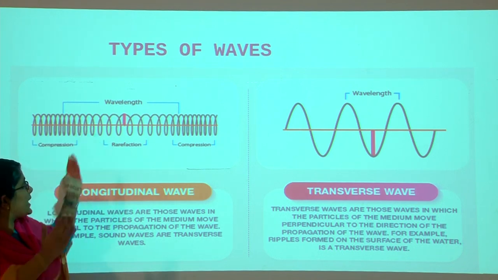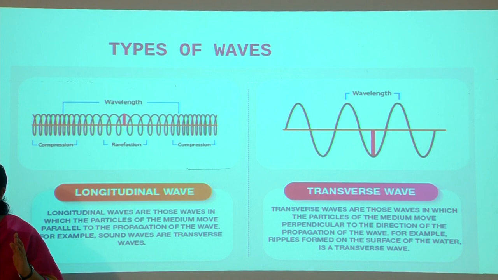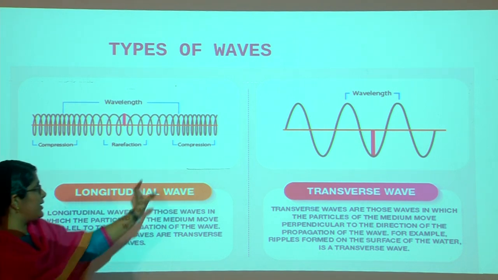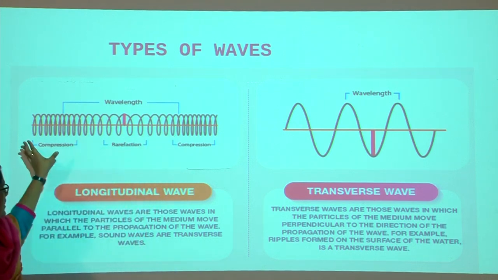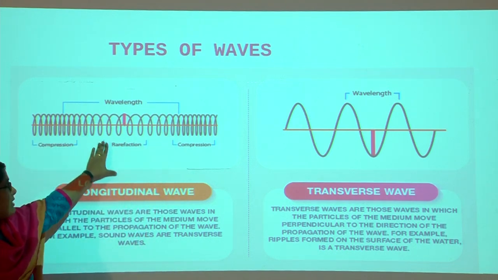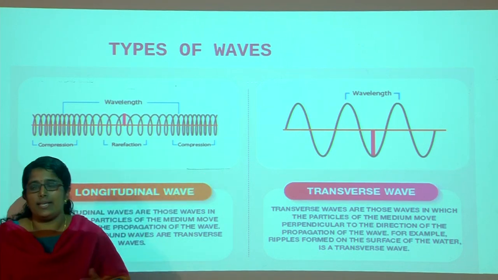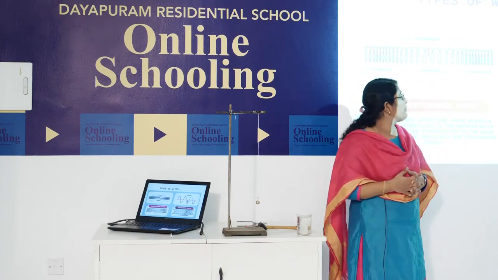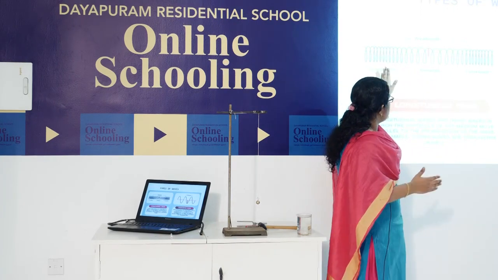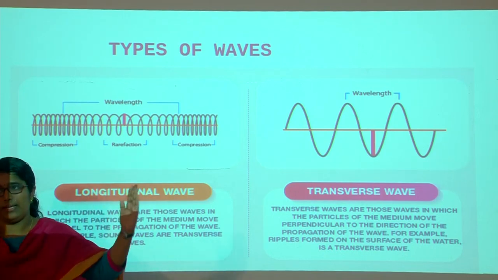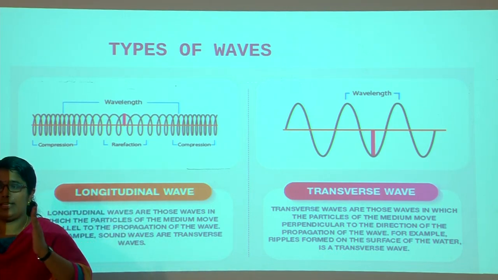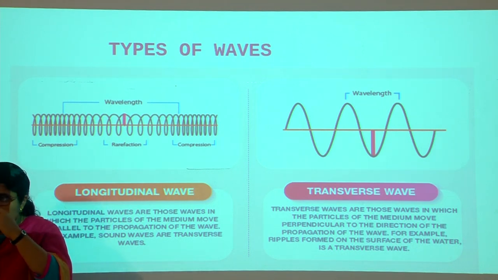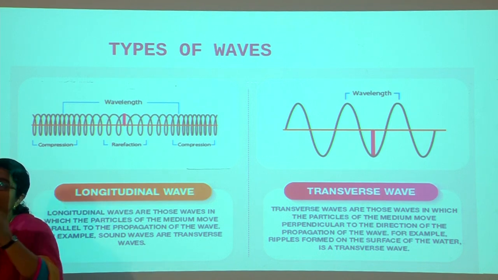The other one is the rarefied region. That means the space where the molecules are far apart. Rarefactions. Again, compression. So what are the regions? Compressions, rarefactions, again compression, like that it moves on. There is a series of vibrations happening here. And one more thing, this is the direction of propagation of this wave. The wave is oscillating along that direction. That means the direction of propagation of the wave is like this only. And the particles of the medium also vibrate in the same direction.